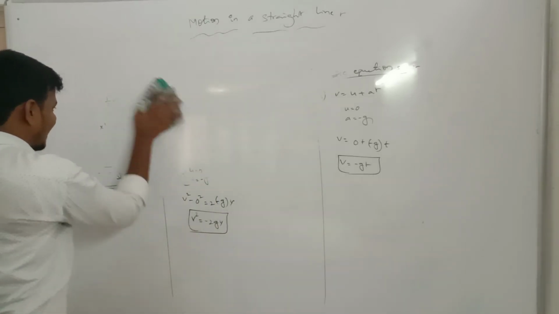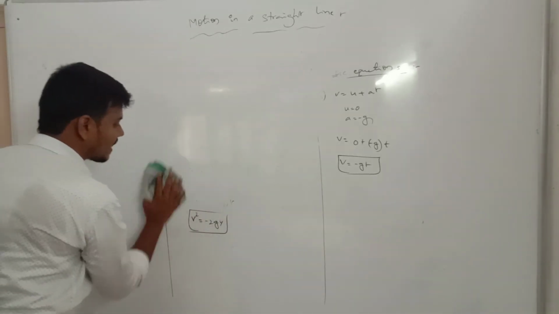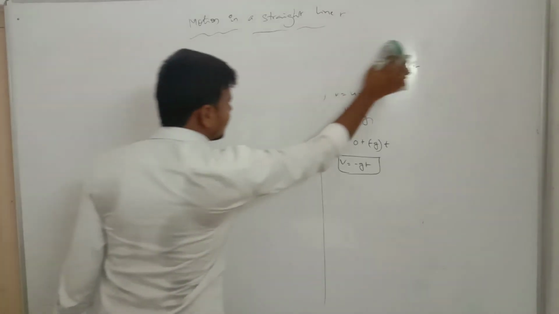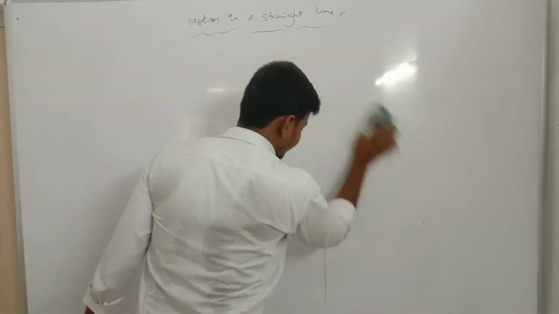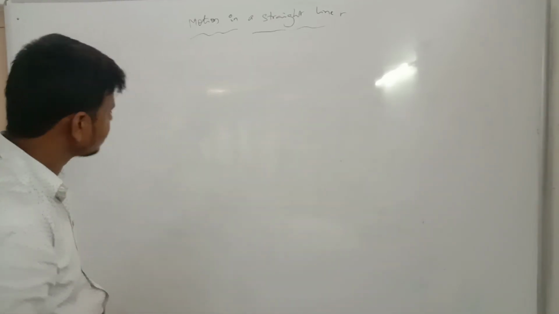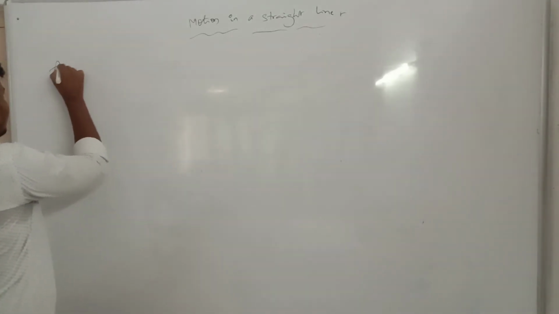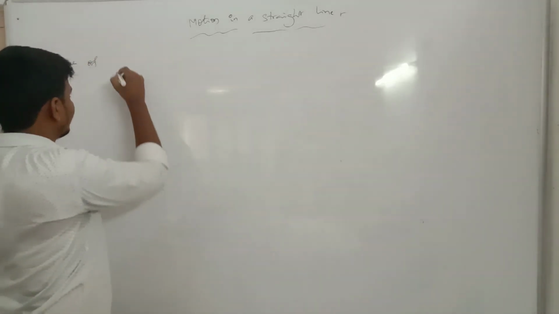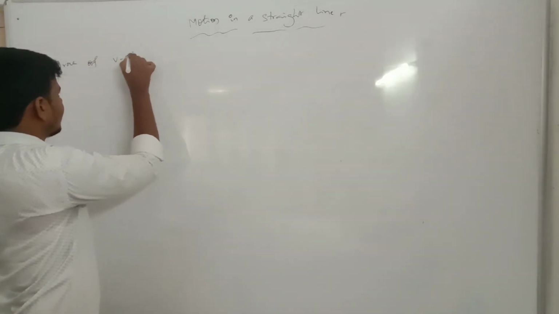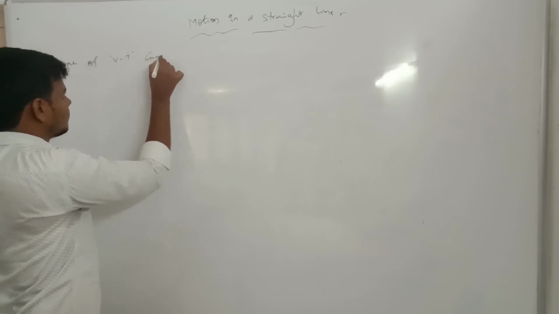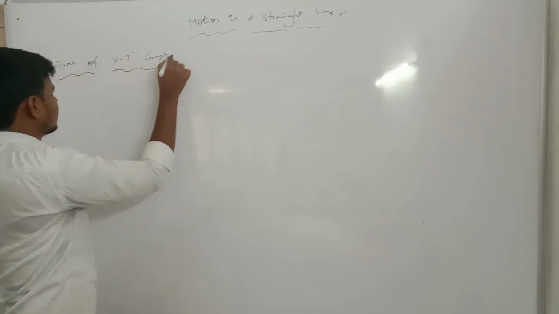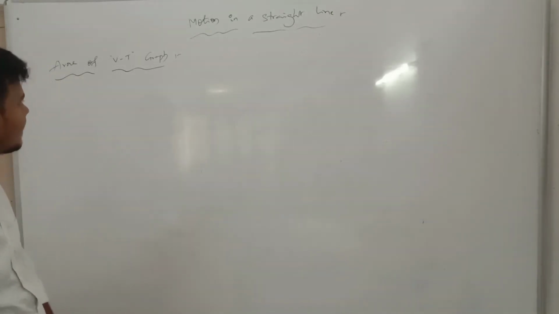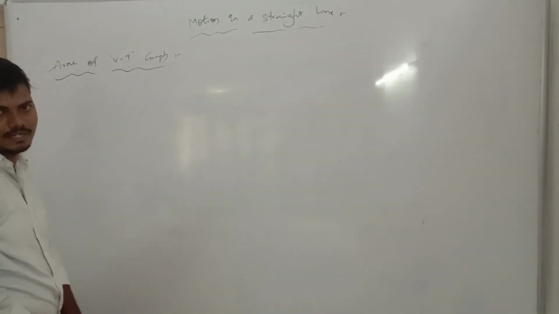Area of the velocity-time graph with respect to displacement. Clear? Area of the velocity-time graph. Area of the velocity and time graph. Now what are we getting? Okay, now the velocity and time graph.